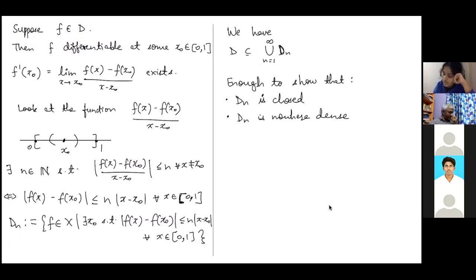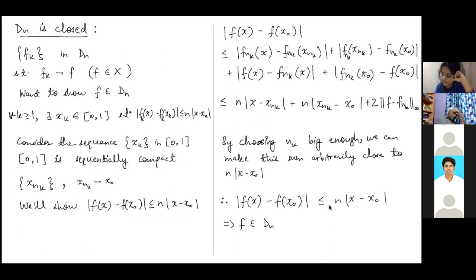So I've written D as a union of this countable collection of sets. Now it will be enough to show that Dn is closed and that Dn is nowhere dense. And that's what we'll do. So first we'll show that each set Dn is closed.